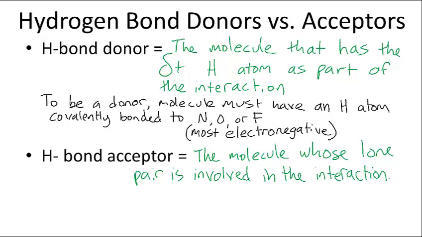The question is, is it possible to have more than one hydrogen bond between two molecules? Yes. But if two molecules are going to make two hydrogen bonds, say, each one has to have a donor site and an acceptor site. You know, there have to be two separate donors and two separate acceptors within the molecules. So we'll look at some examples in a minute.